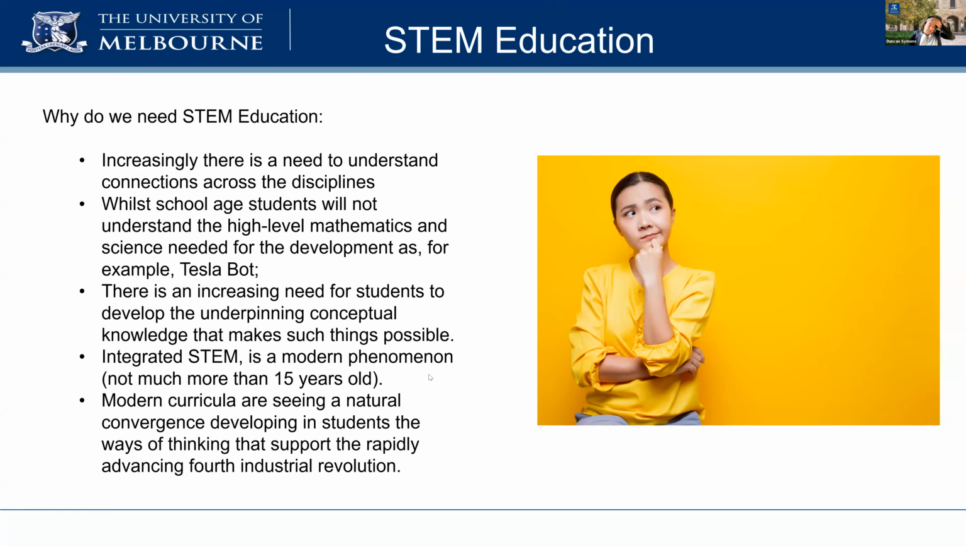Something else that I think is important is to note that integrated STEM is a modern phenomenon. It's different to what we used to refer to as integrated studies or social studies or general studies. I think modern curricula are seeing a natural convergence that's developing in students in the ways of thinking that support the rapidly advancing fourth industrial revolution, where the students are having to see how algorithmic thinking, yes, it exists within digital technologies, but it also very much exists in mathematics, and not just in number and algebra, but in a number of the other content areas also.